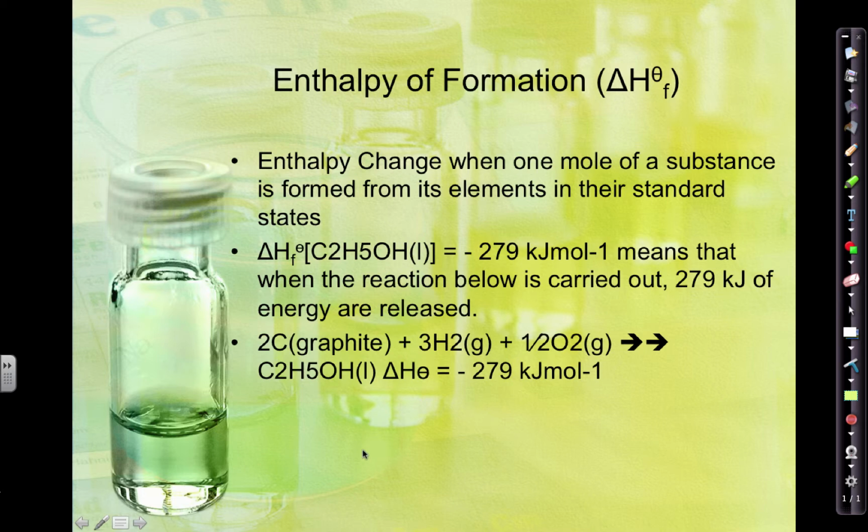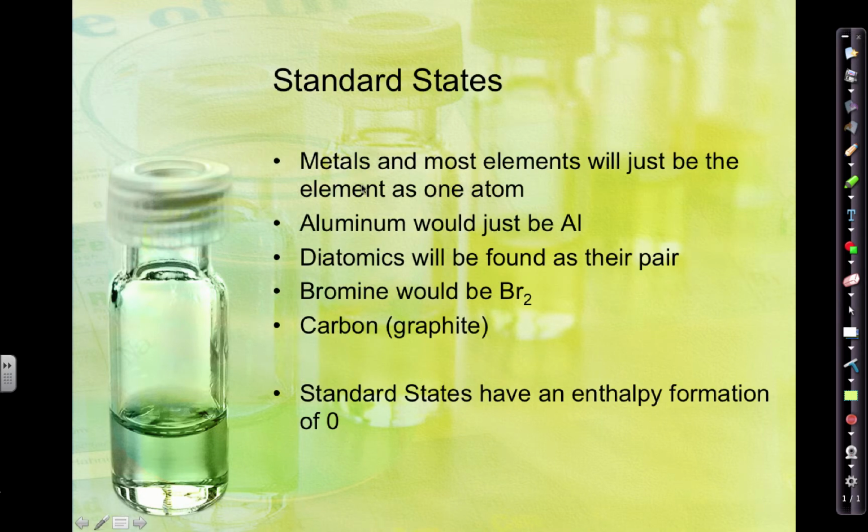When I say standard state, for metals, most elements are just going to be 1 atom. So aluminum would just be Al, iron would just be Fe. But if you have a diatomic, diatomics will be found in their pairs like they normally are in most chemical reactions. So bromine would be Br2, hydrogen would be H2, iodine would be I2, and so on. Now if we have carbon, which you're going to see a lot in these reactions, it's just graphite. The important thing to remember is that if you have something in its standard state, the enthalpy of formation would be 0.